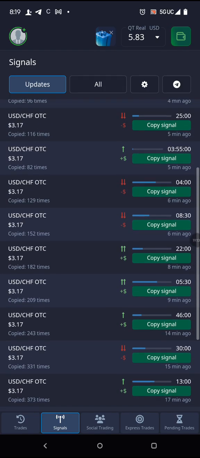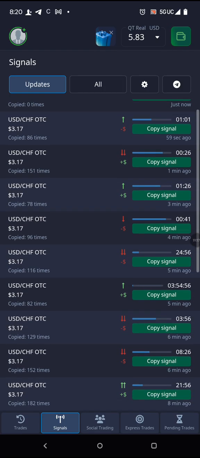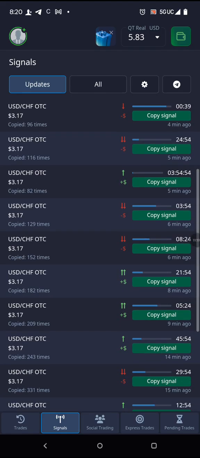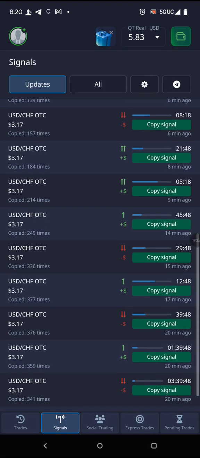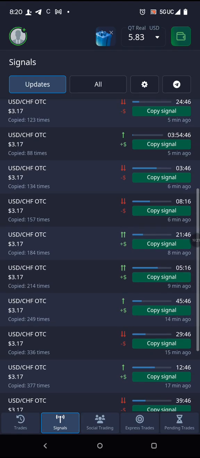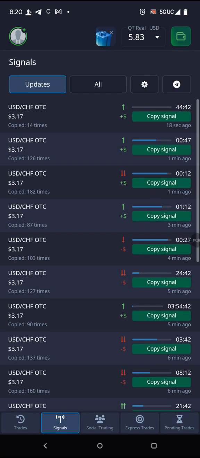Did I just lose that one? Where did that pair go? Oh my goodness. Did it just disappear in front of me? It just disappeared in front of me. I'm sitting here talking and that pair just disappeared. And that was in the money too. It was less than a minute.